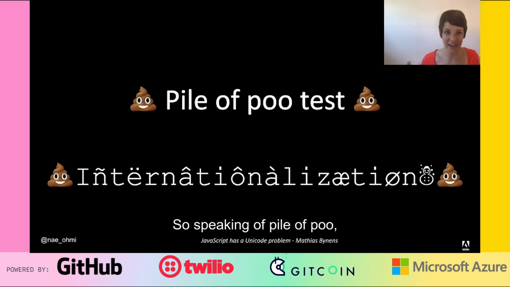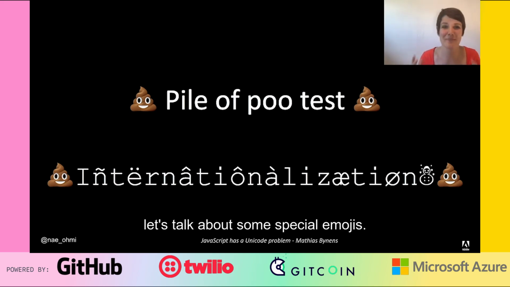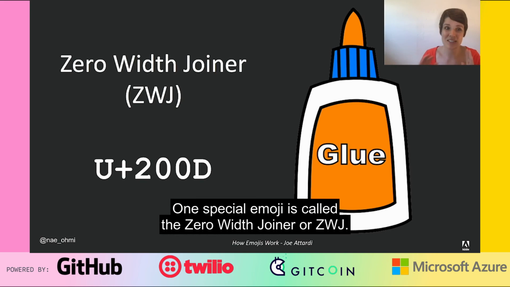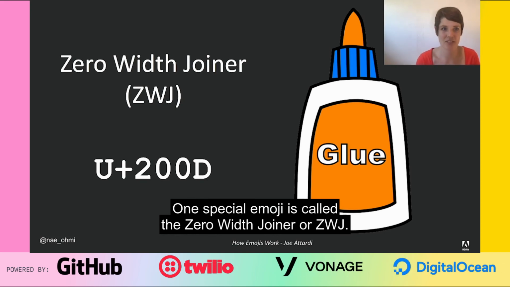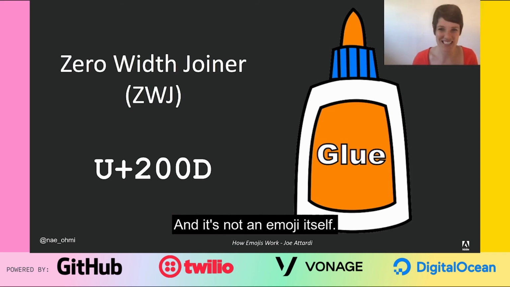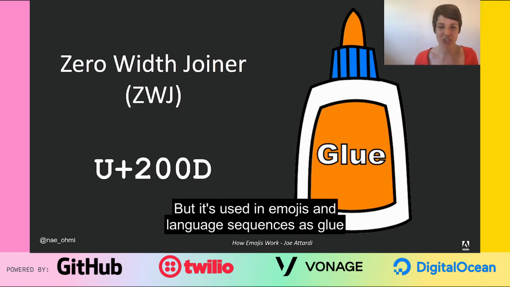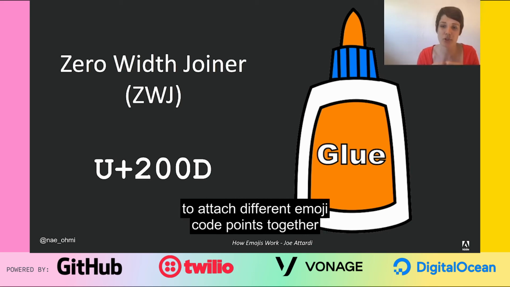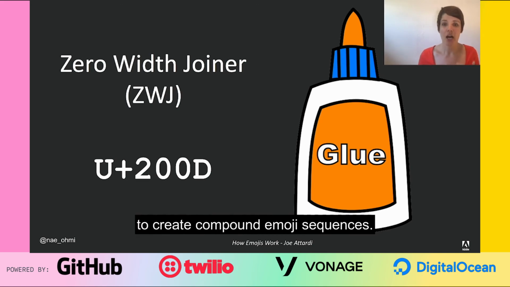So speaking of pile of poo, let's talk about some special emojis. One special emoji is called the zero width joiner, or ZWJ. That's hard to say. And it's not an emoji itself, but it's used in emojis and language sequences as glue to attach different emoji code points together to create compound emoji sequences.